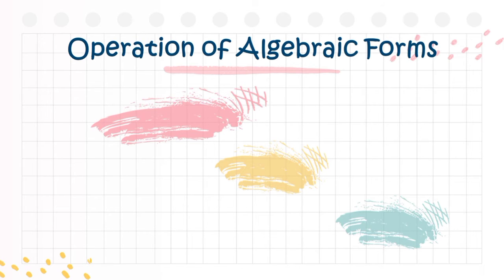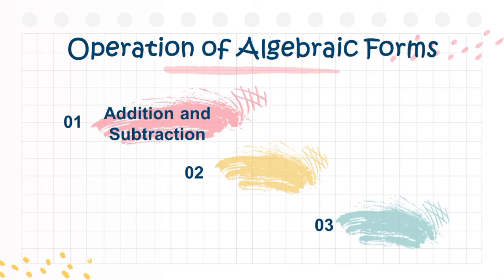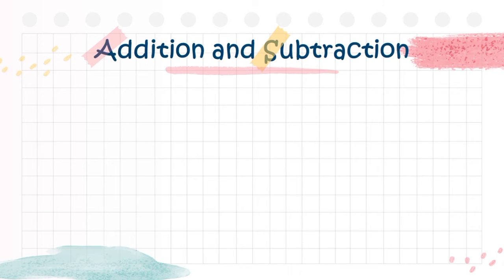There is operation of algebraic form. There are three types of algebraic operation, namely addition and subtraction, multiplication, and division. Let's discuss all three. Let's go. The first is the operation of the algebraic form of addition and subtraction.